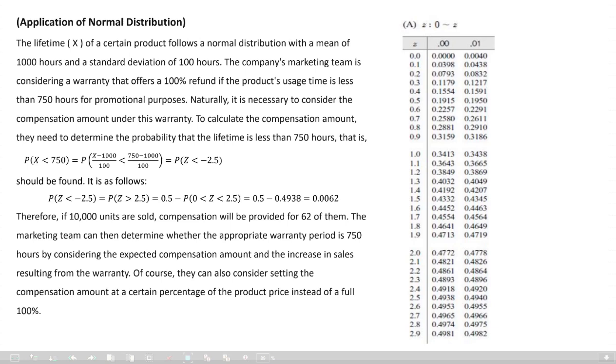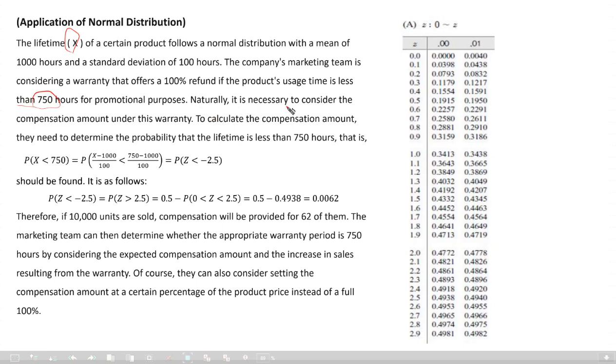Application of normal distribution. Lifetime, say random variable x, of a certain product follows a normal distribution with the mean 1,000 hours and the standard deviation 100 hours. The company's marketing team is considering a warranty. The warranty offers a 100% refund if the product usage time is less than 750 hours, for promotional purposes.